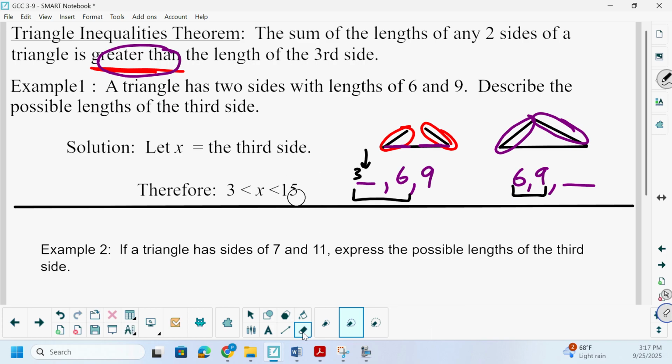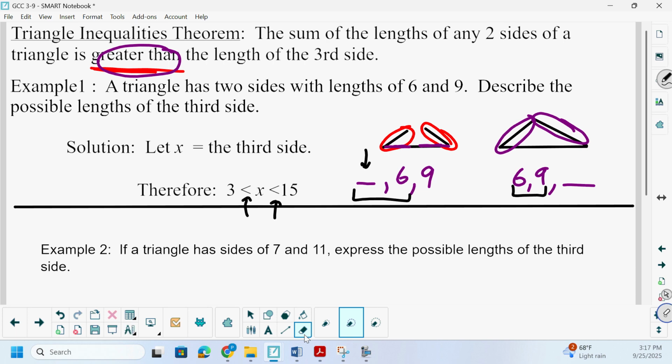So when you have a two-part inequality like this, notice both signs are opening towards the bigger thing. So on the lower end, our lower bound, our side has to be bigger than 3, so that number plus 6 will be greater than 9. And on the high end, we can't be as big as 15. We've got to be smaller than it, so that 6 plus 9 would have to be bigger than that number.